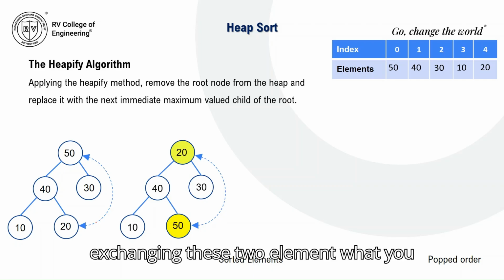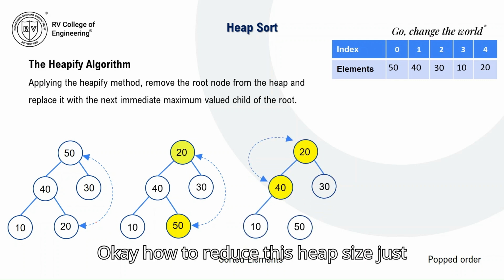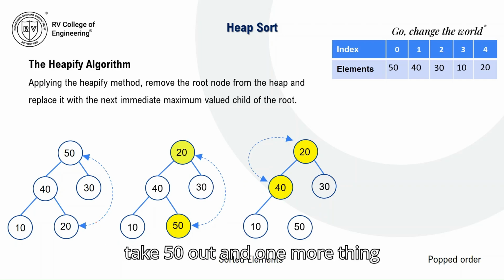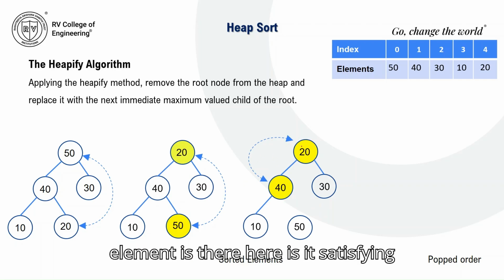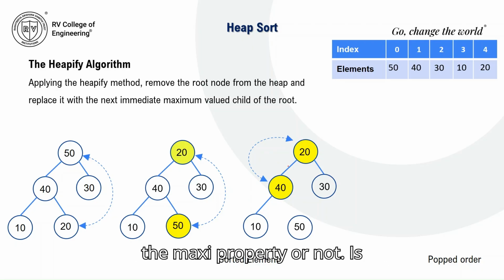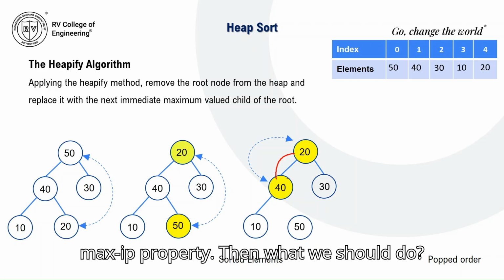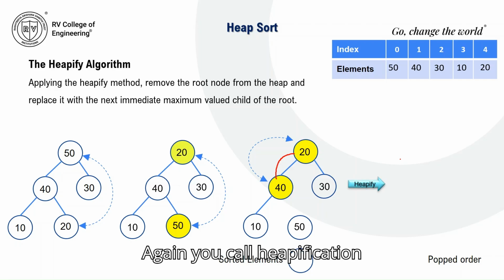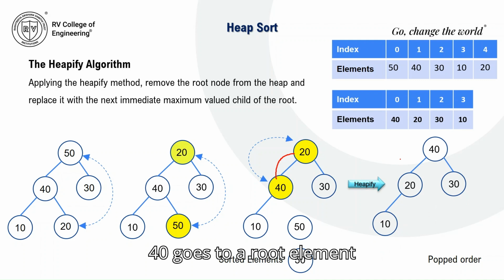Okay, after exchanging these two elements, what you should do, you just reduce your heap size by 1. Okay, how to reduce this heap size? Just take 50 out. And one more thing, you just check whether after exchanging, the elements here are satisfying the max property or not. Is it satisfying the max property, these two elements? No, not satisfying the max property. Then what we should do? Again, you call heapification and exchange these two elements. 40 goes to the root and 20 comes to its leaf node.